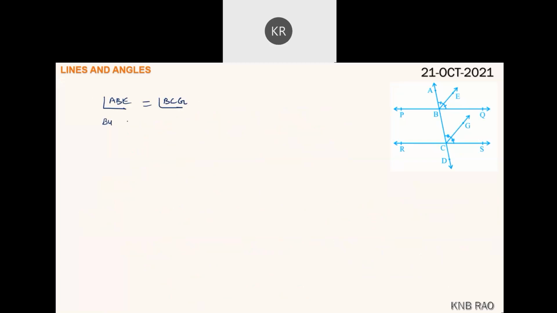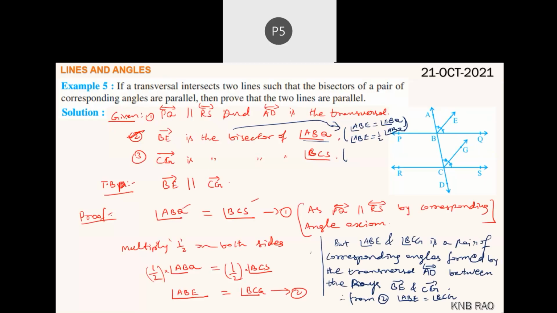by converse of corresponding angles axiom. Ray BE is parallel to ray CG. Okay, the converse of the corresponding angles axiom says if corresponding angles are equal, the lines are parallel. So this is how the to be proved we have done.